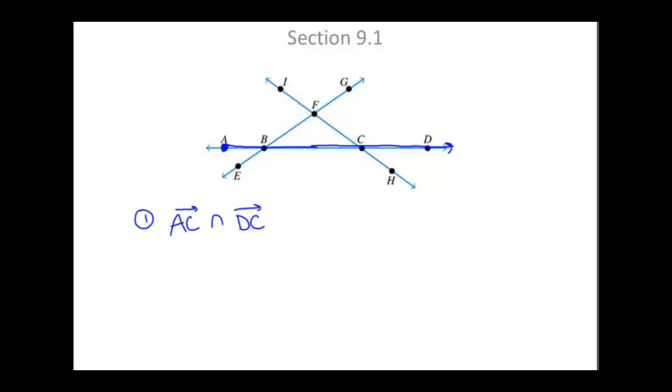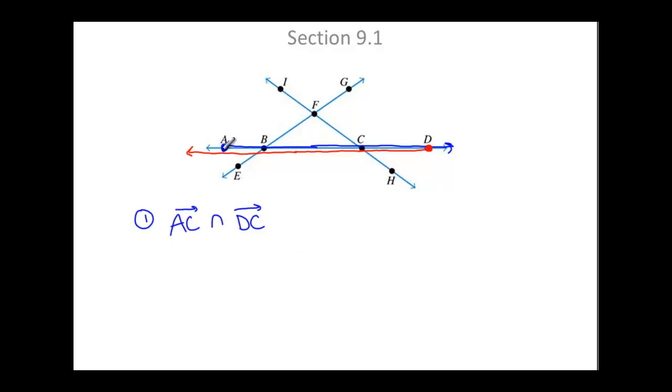Okay, let's do the same thing with ray DC. We're going to begin with endpoint D. It is included on the ray, so we'll make sure and color that in. For ray DC, we want to go in the direction of C. It doesn't stop at C, it's going to continue going on forever and ever. Okay, so when I look now at the intersection, let's look at what those two rays have in common.